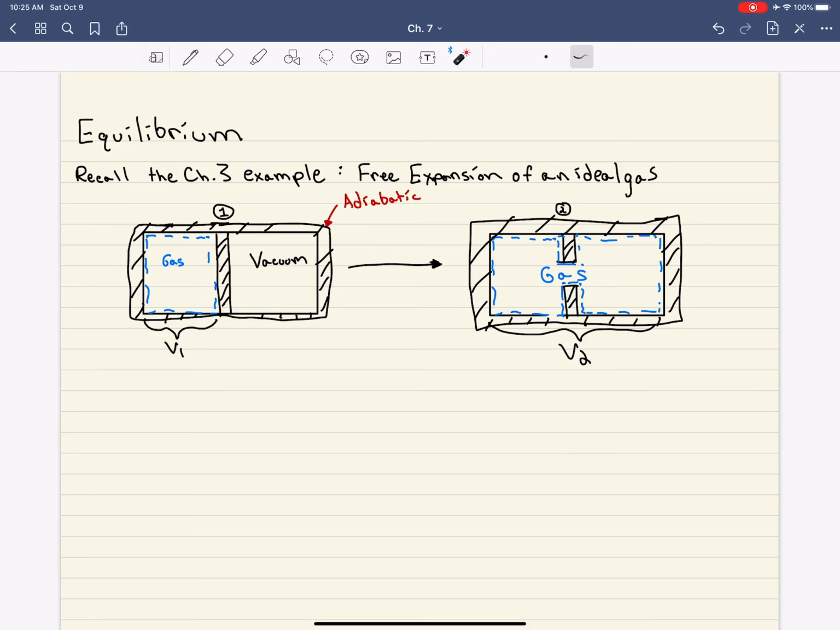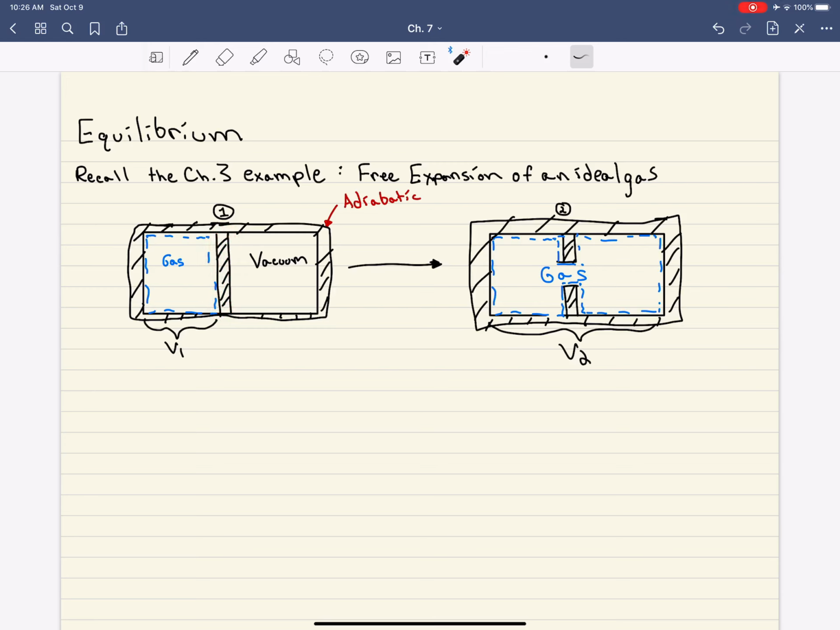Let's revisit an example we talked about at the beginning of the course, which was the free expansion of an ideal gas. In this example, we had a rigid compartment that was well insulated, and the vessel was split into two subcompartments. On the left-hand side, we had a gas, and on the right-hand side, we had a compartment that was just completely empty. So it was a complete vacuum. There's nothing in there. A wall separated the two compartments initially, but then at some point, that wall is removed.